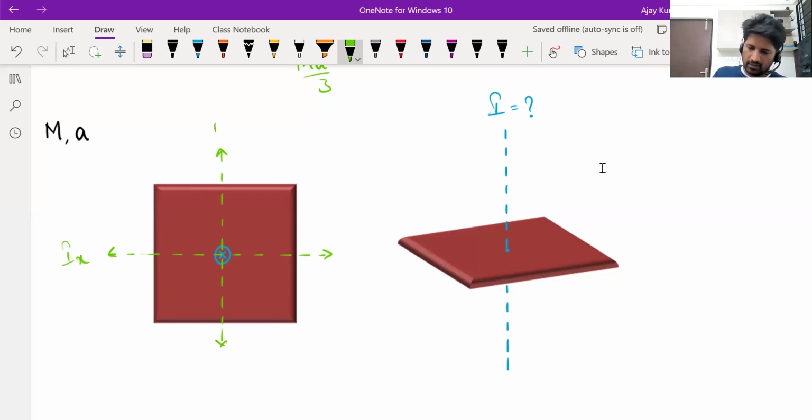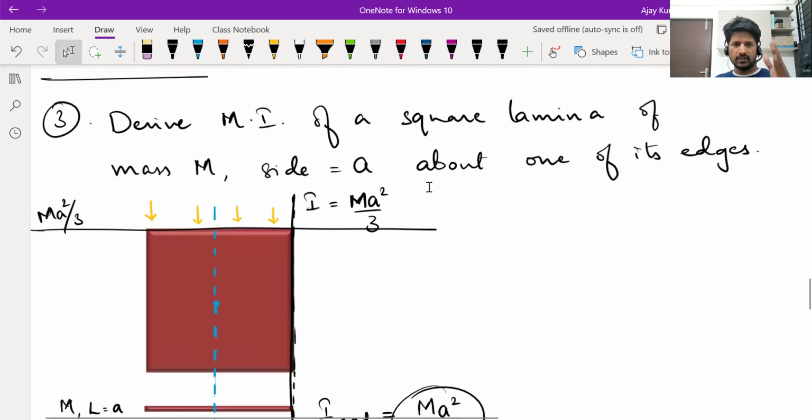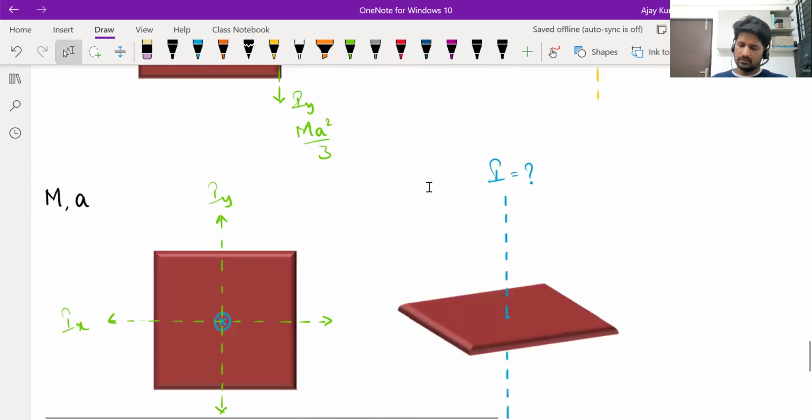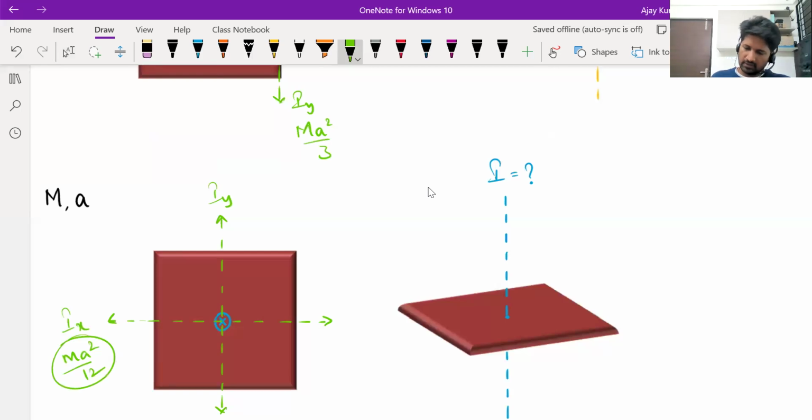Ix or Iy, basically they are lines cutting the square into two equal rectangles. And for a square about that line, it is ma square by 12. Simple. So Ix is ma square by 12. Iy is also ma square by 12. Add both, you will get Iz, Ix plus Iy, 2 times ma square by 12. The answer is ma square by 6.